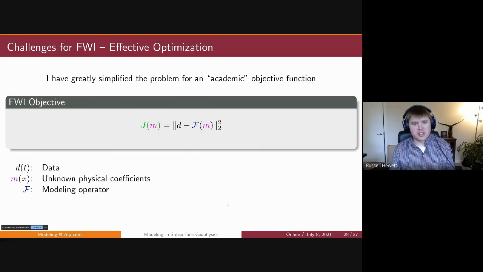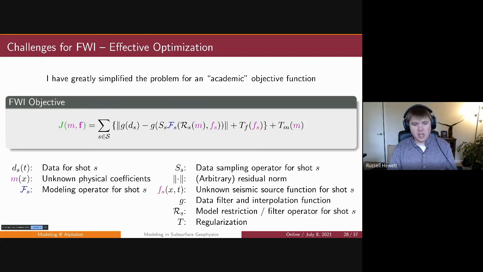I've also simplified the objective function for academic purposes. So as I said, misfit of data. Realistically, this is not just one piece of data. This is data from tens of thousands of sources. So we have to sum over all of this. And then we have a whole arbitrary amount of filtering and restriction and regularization that we would have to apply as well. Oh, and we don't know the source function.